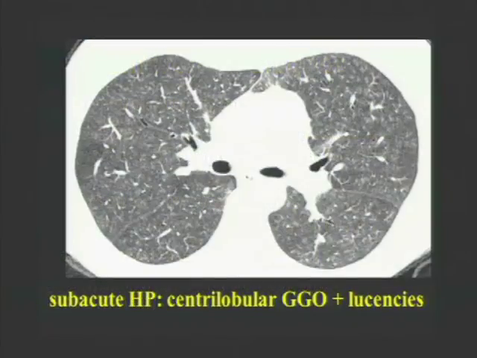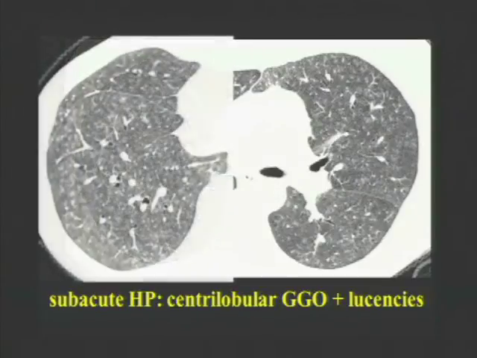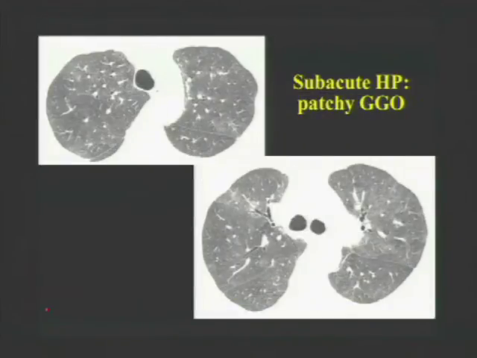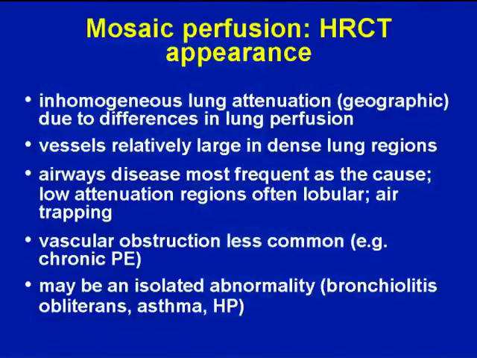Another example of subacute hypersensitivity pneumonitis with poorly defined centrilobular nodules of ground glass opacity, and then also focal lucencies representing Mosaic perfusion due to air trapping. Here another level in the same patient, the poorly marginated, hazy centrilobular nodules of ground glass opacity, very typical of subacute hypersensitivity pneumonitis and something that should be high on your list if you see this appearance. Now here's subacute hypersensitivity pneumonitis with patchy areas of ground glass opacity. That's one of the other common appearances of this.